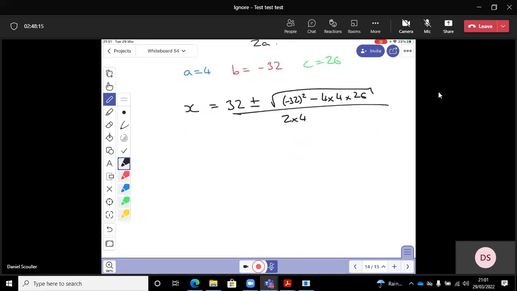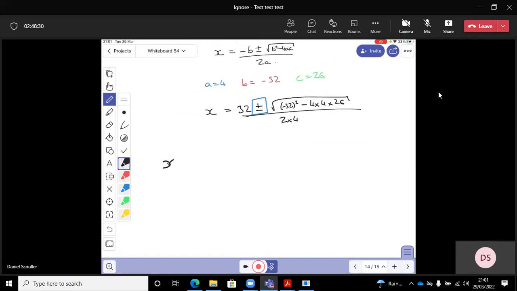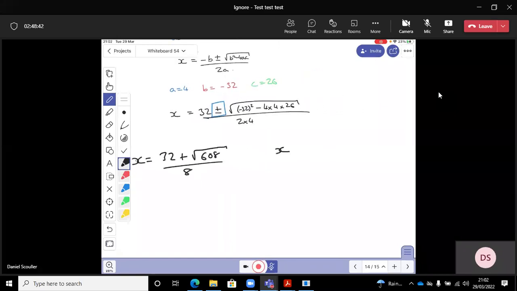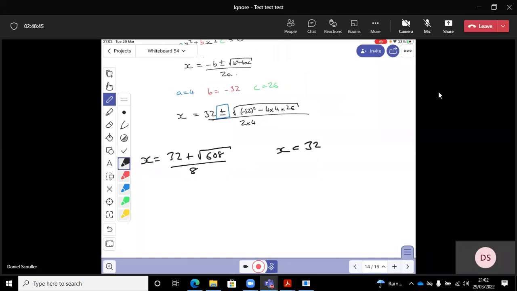At this point, we split it up. Okay, and we split it up so we've got two different equations. One where we plus the root b squared minus 4ac, and one when we take it away. So on the left hand side we've got x equals 32 plus root of 608 all over 8. And here we've got x equals 32 minus root 608 over 8.